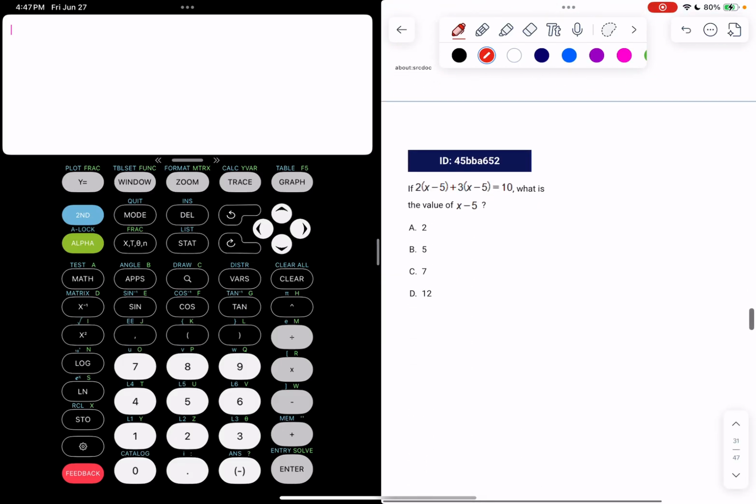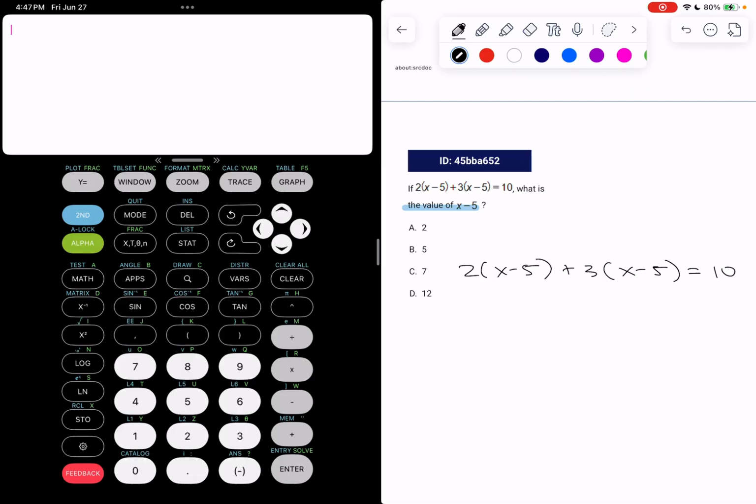All right, let's do another one here. Again, we're back solving. The question says, if 2 times x minus 5 plus 3 times x minus 5 equals 10, what's the value of x minus 5? And again, x minus 5, we have a list of numbers in the answer choices. We can just pop those back in for x minus 5. So let's try it. My equation is 2 times x minus 5 plus 3 times x minus 5 equals 10. All right, so I'm going to replace my x minus 5 for the answer choices. Not x this time, x minus 5. So let me erase my x minus 5s.